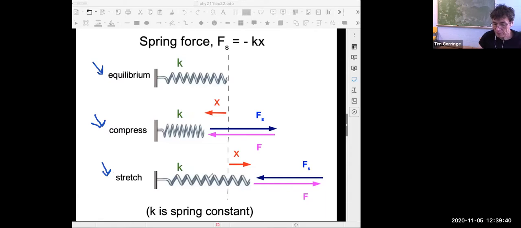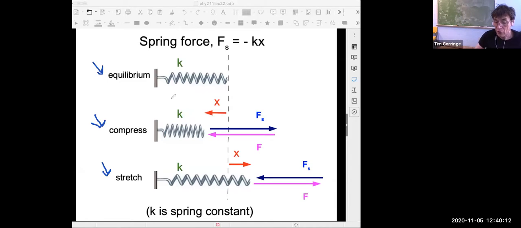Bottom plot. If I stretch the spring by pulling it to the right, that's my force in magenta that's labeled F towards the right. The spring pulls back towards the left. That's the blue force, F subscript S, towards the left. And so again, the spring is trying to pull back towards the equilibrium length. And the more I would pull the spring towards the right, then the greater the spring force that's acting towards the left.